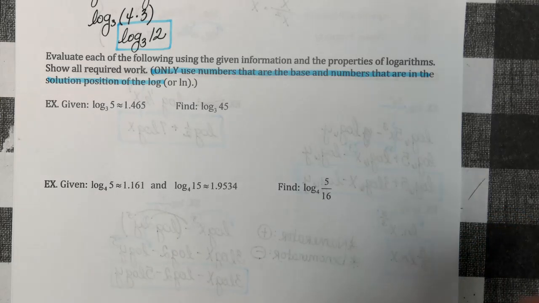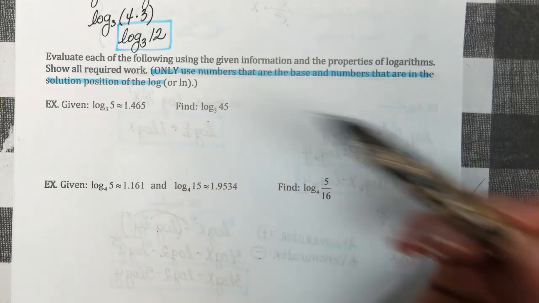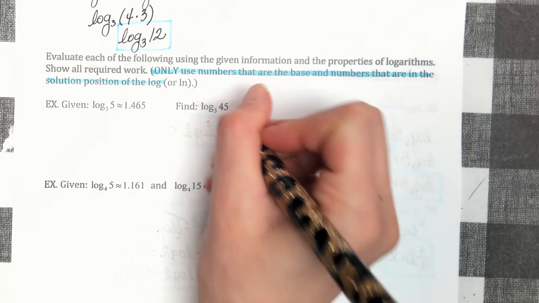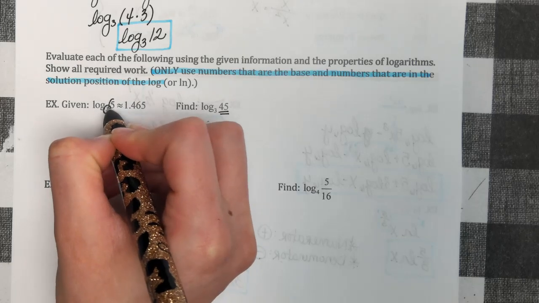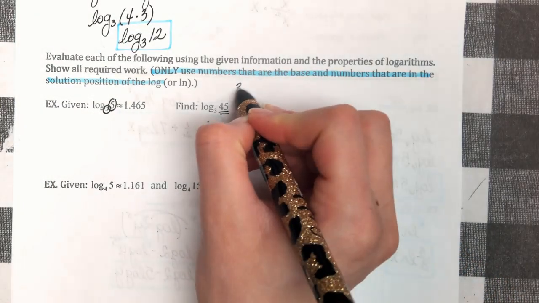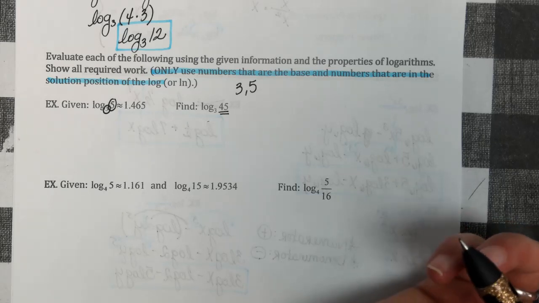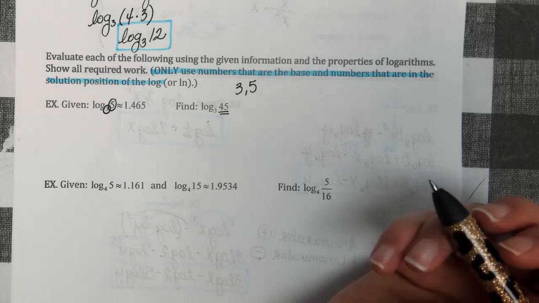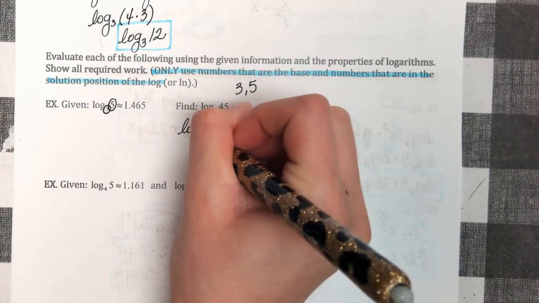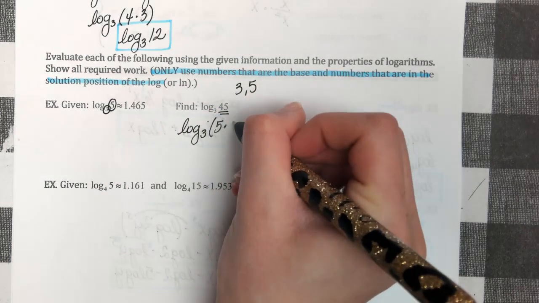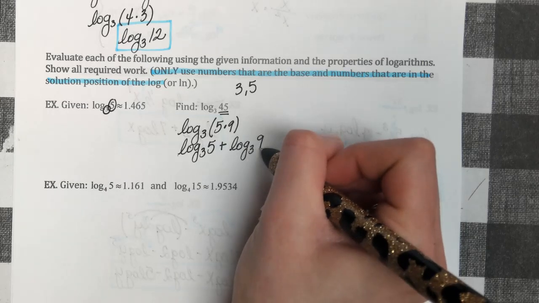So if I have log base 3 of 5 is approximately 1.465. All that means is I rounded it. Okay. And then that's my given, and I need to find log base 3 of 45. So what we're doing in this section is we're manipulating this number that we're trying to find in terms of the number that is in the base or the solution position. So I can manipulate 45 in terms of 3 or in terms of 5 using my properties of logs. Okay? So what do I know about 45? I can split that into what? 5 times 9. Okay? Well, if I know I'm multiplying, I'm basically expanding here. I'm multiplying 5 times 9, so I will have log base 3 of 5 plus log base 3 of 9.